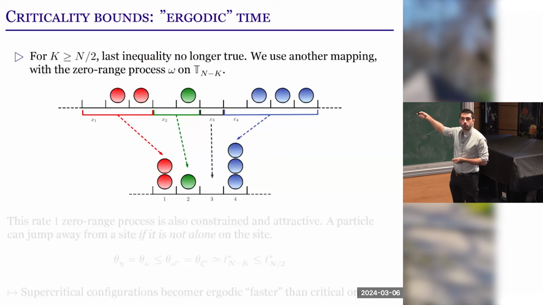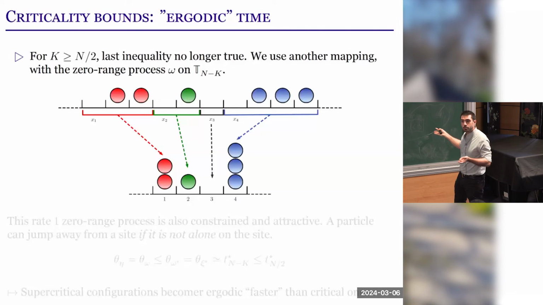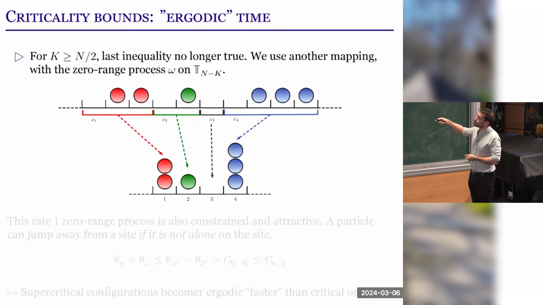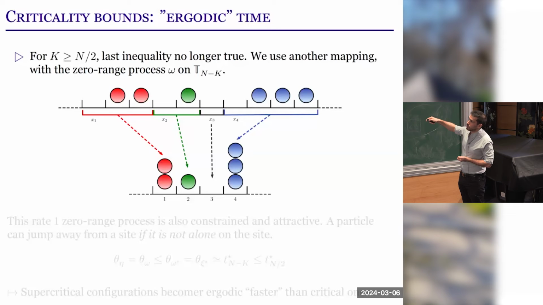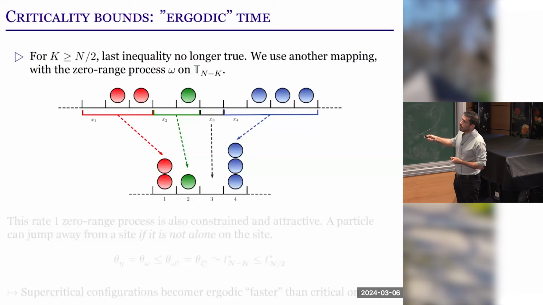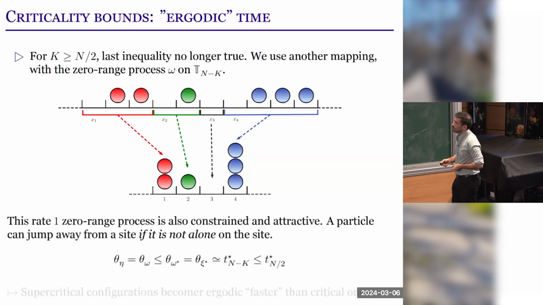This is a mapping between exclusion configuration and zero range configuration. It's been widely used for a number of applications. And dynamically speaking, if this process is ruled by the facilitated exclusion process, then this process is fairly simple as well. Each site is going to make a particle jump at rate 1 if the particle is not alone on its site. So here, one of those particles would jump at rate 1 left and at rate 1 right. However, this particle here would not be able to jump and would be stuck until another particle comes along. Okay, so this is a rate 1 zero range process, which is also constrained, and importantly, which is also attractive.